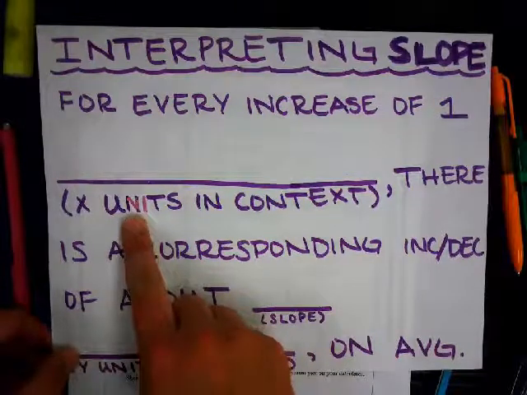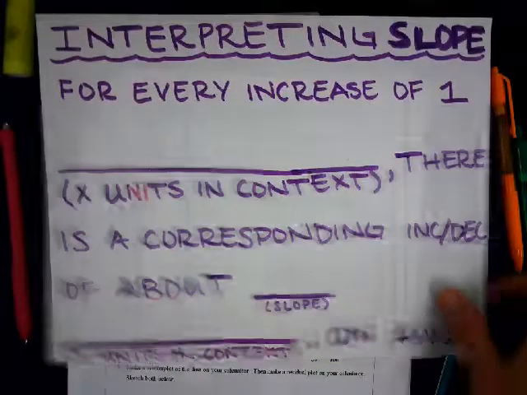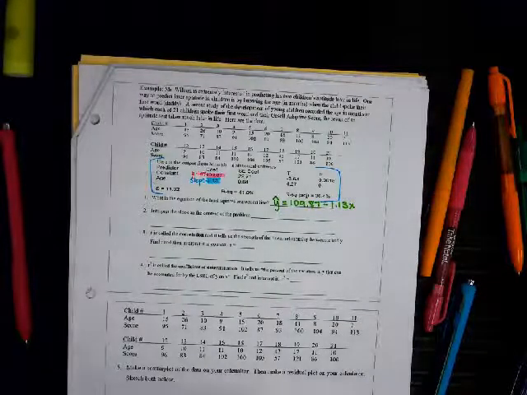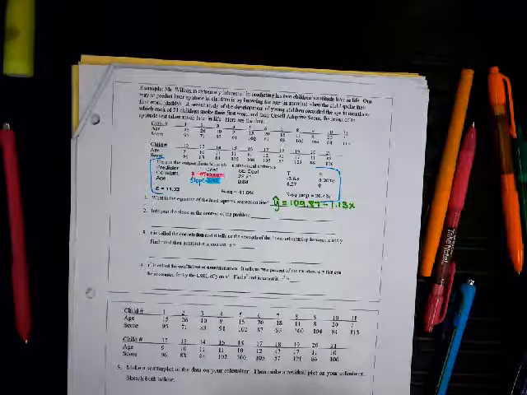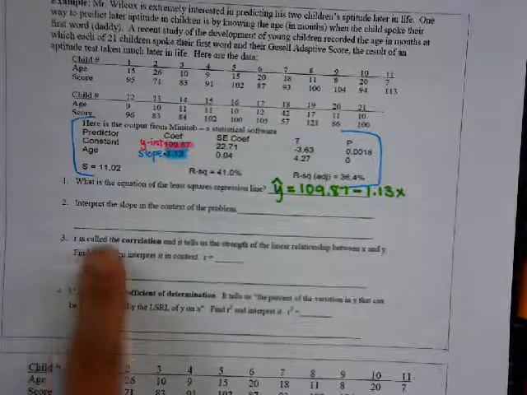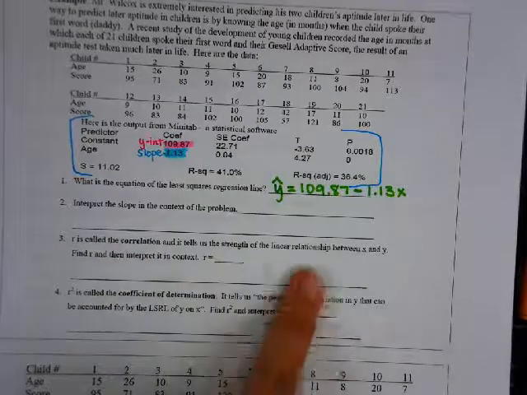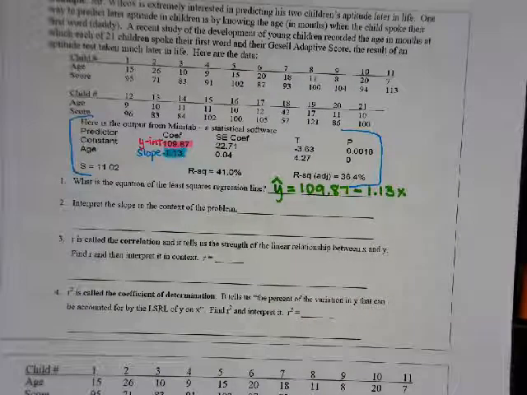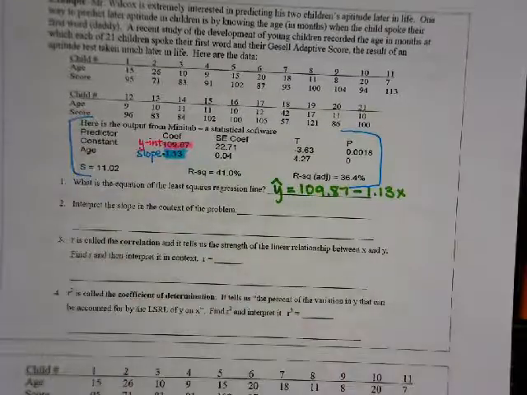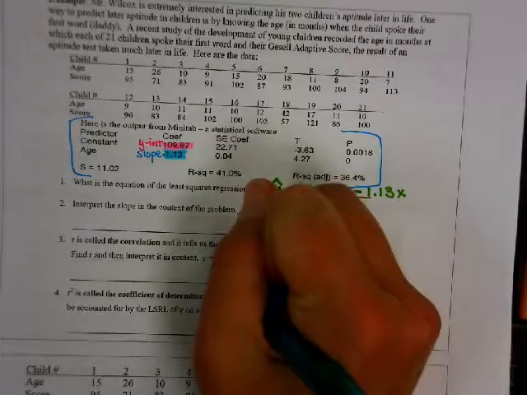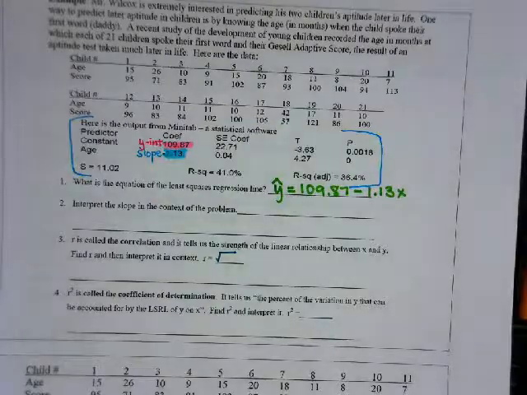Now, the one other thing that we haven't talked about yet. All right, so here it tells us R is called the correlation, tells us the strength of the linear relationship between X and Y. Find R. So how did we find R from this information? Square root. What are we going to square root? The R squared, the first one. And you have to change it to a decimal, so 0.41, which would be what?